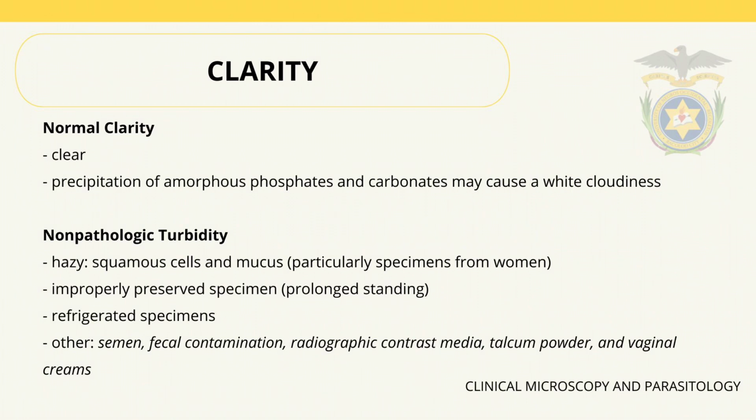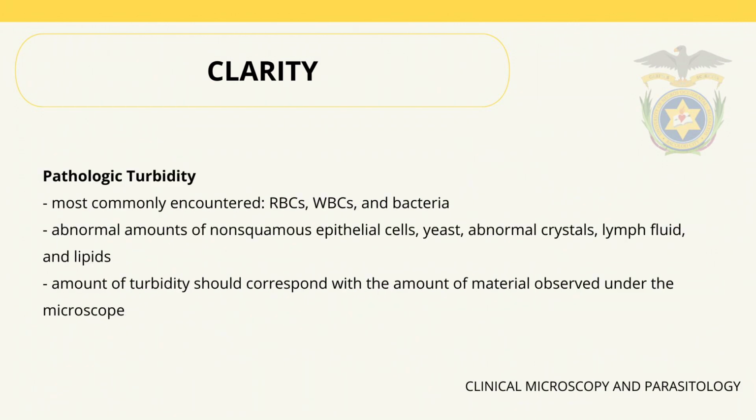Other causes can be because of semen, fecal contamination, radiographic contrast media, talcum powder, and vaginal creams. Next, for the pathologic turbidity causes in urine clarity, the most commonly encountered causes are RBCs, WBCs, and bacteria. The abnormal amounts of squamous epithelial cells can also be seen, also yeasts, abnormal crystals, lymph fluid, and lipids. And the amount of turbidity that can be seen should always correspond to the amount of material observed during microscopy.